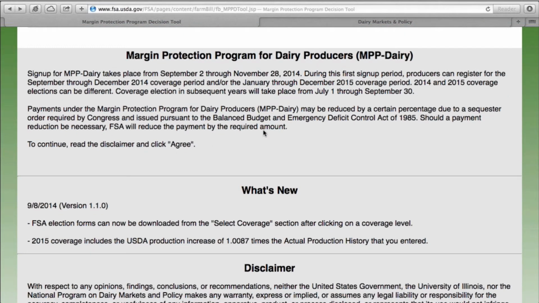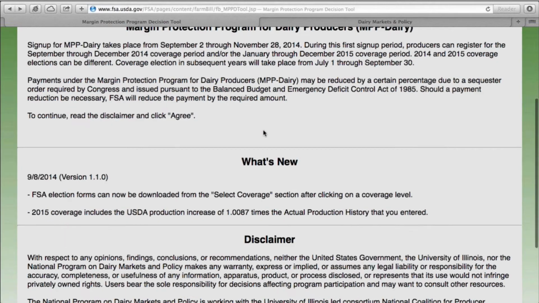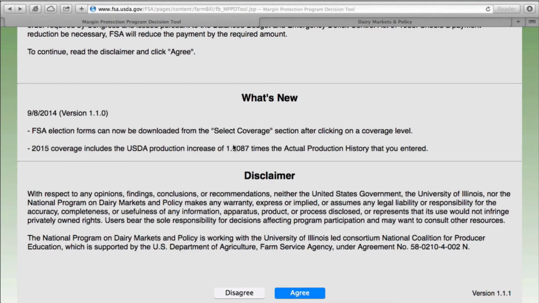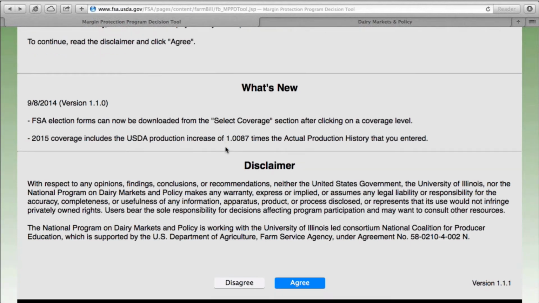Next, we just identify what's new with the tool. So just last week, we added the ability to print your FSA forms. And then we also tell you that we automatically include in the tool the USDA bump up of 1.0087 for farms participating in the program. And finally, there's a risk disclaimer that says, with respect to these decisions here, you are making an independent risk management decision. And once farmers agree to this, they're launched right into the tool.